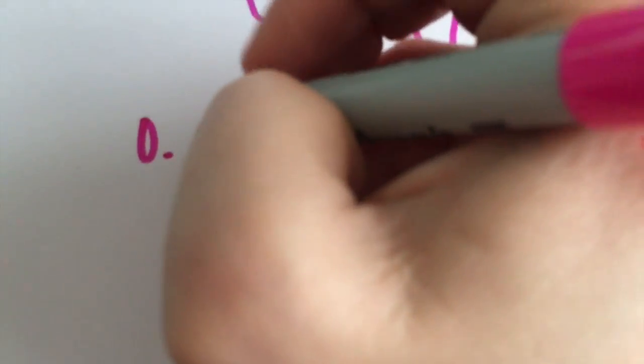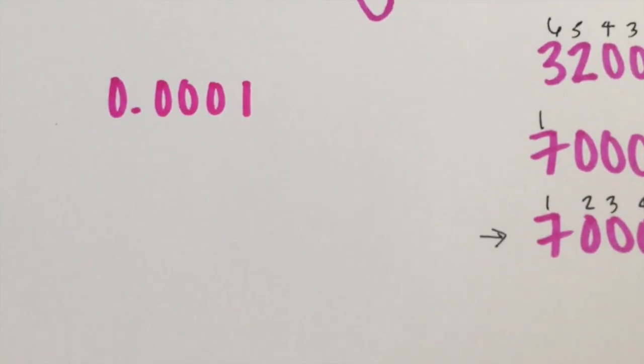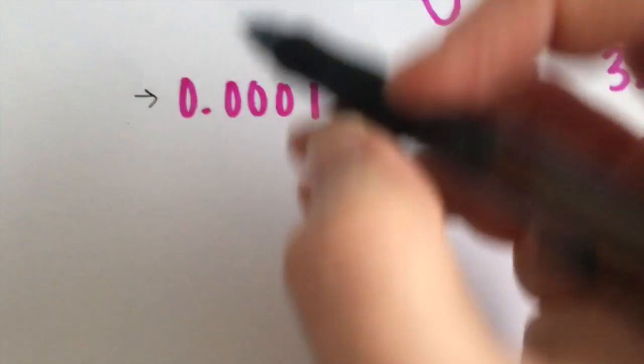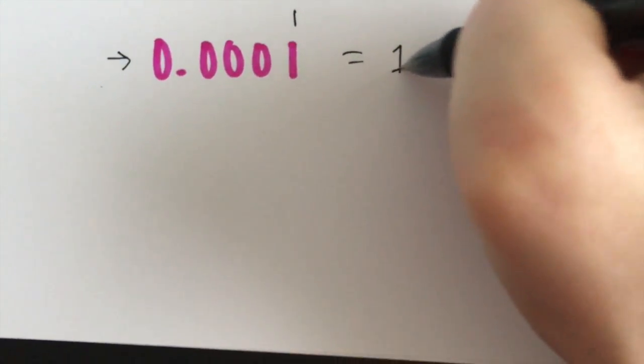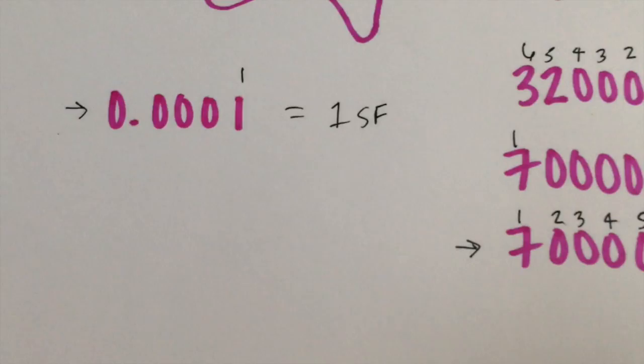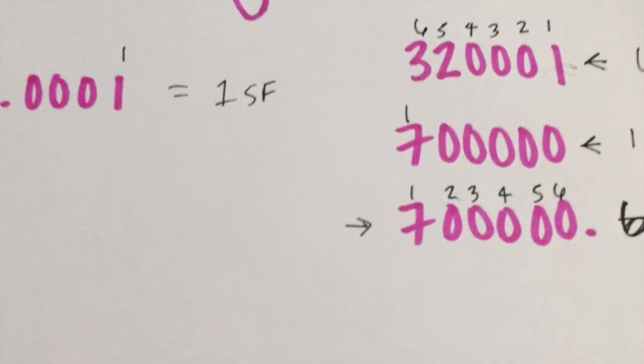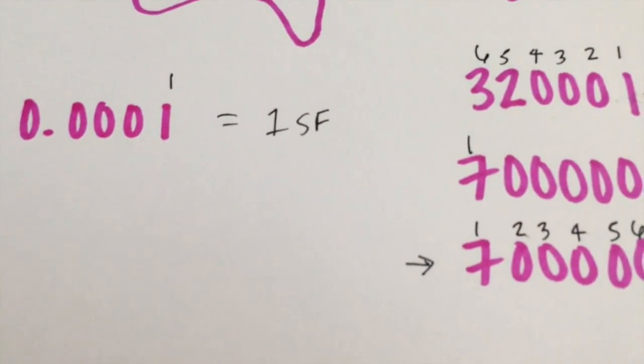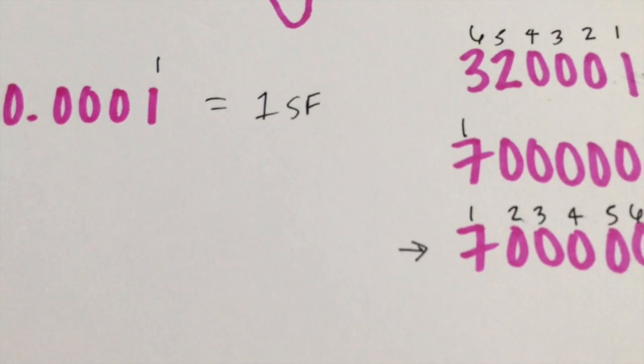And let's do one more. What if we had 0.0001. Decimal point is present, so we count from this side of the problem, right? First non-zero digit, so all these are zeros, so they do not count. This one's going to have 1 significant figure. All right, that is the start of this, okay? Now we go into adding and subtracting and multiplication and division.